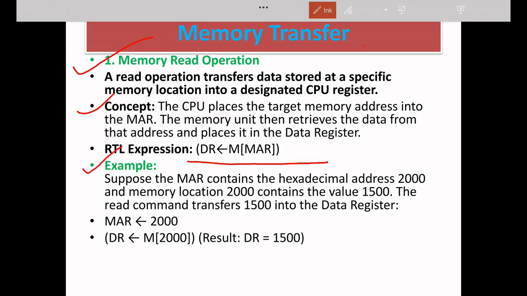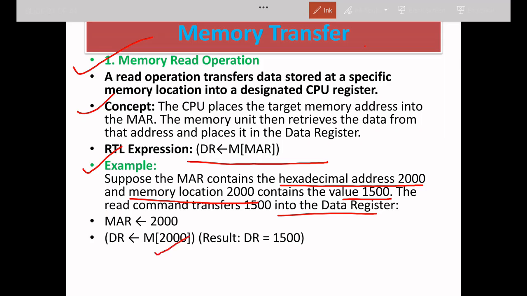Let me show you one example. Suppose you have a hexadecimal address 2000, and the memory location is 2000 also. Suppose the memory location 2000 contains the value 1500. So the read command transfers 1500 into the data register. How?